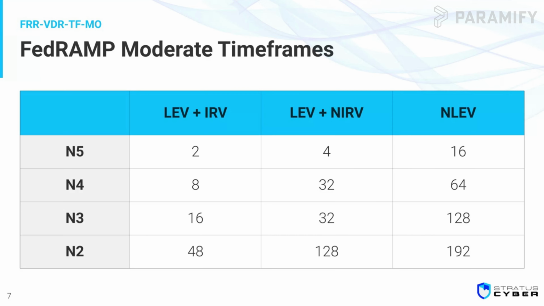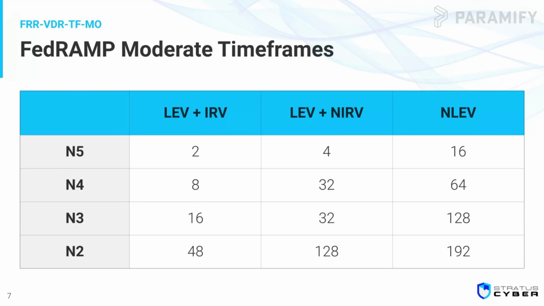As we go to FedRAMP moderate, where most CSPs are authorized, we see that these timeframes get reduced. We're down to 2 days to resolve a vulnerability that would have a catastrophic impact, that is likely to be exploited, and that is internet reachable. We have 4 days to patch something that is likely to be exploited but not internet reachable, and 16 days to patch a catastrophic but not known likely to be exploited vulnerability.